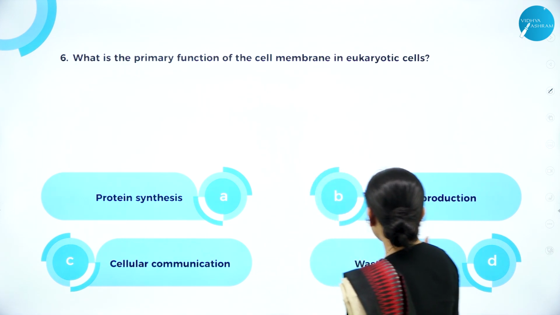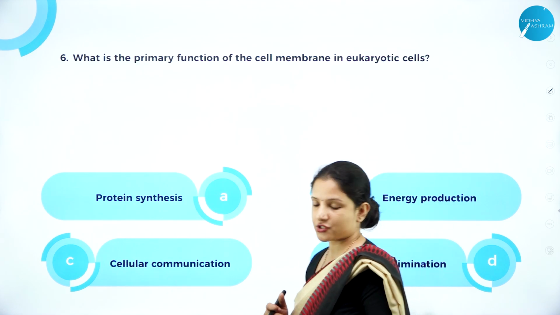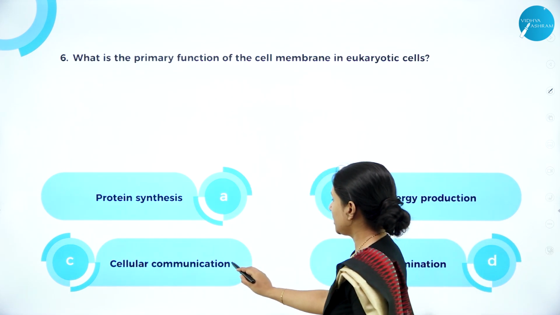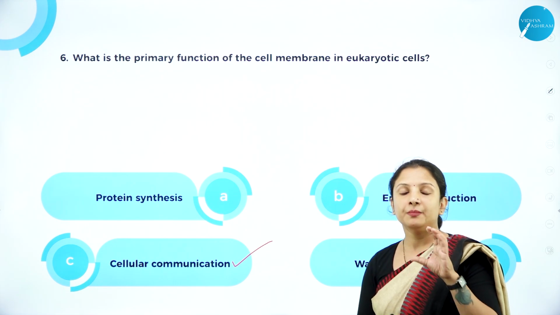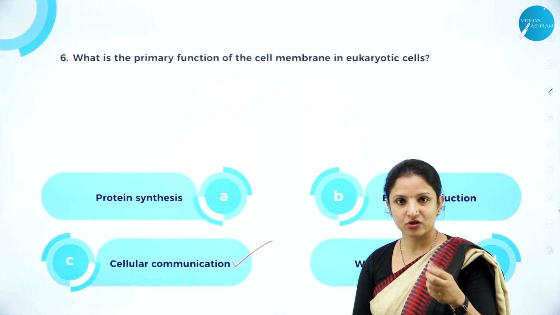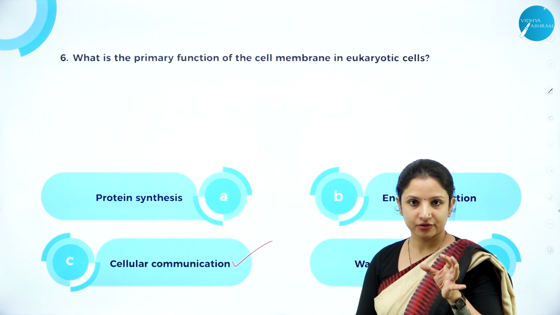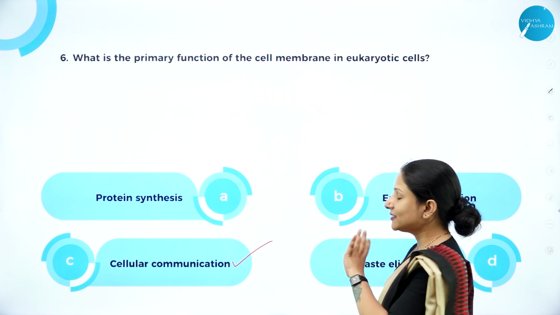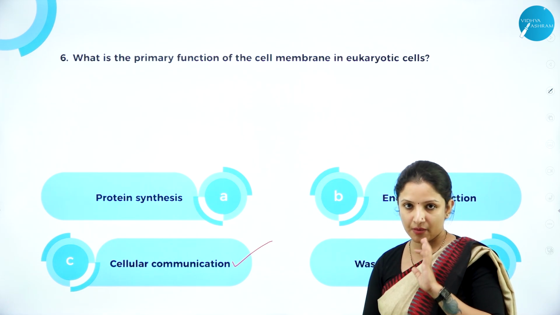Protein synthesis, energy production, cellular communication, waste elimination. It is cellular communication, because if you remember, cell junctions are there, right? The plasma membrane or the lipid bilayers or the quasi-fluid nature of the lipid is very, very important for the cellular junctions to be maintained. So the cell to cell communication actually happens because of the plasma membrane.